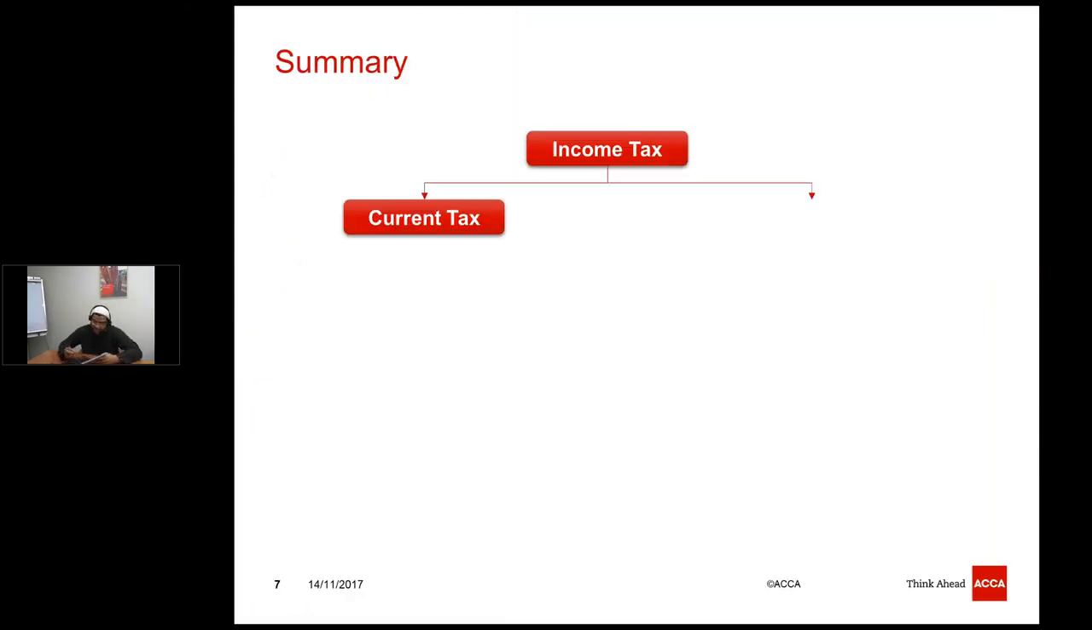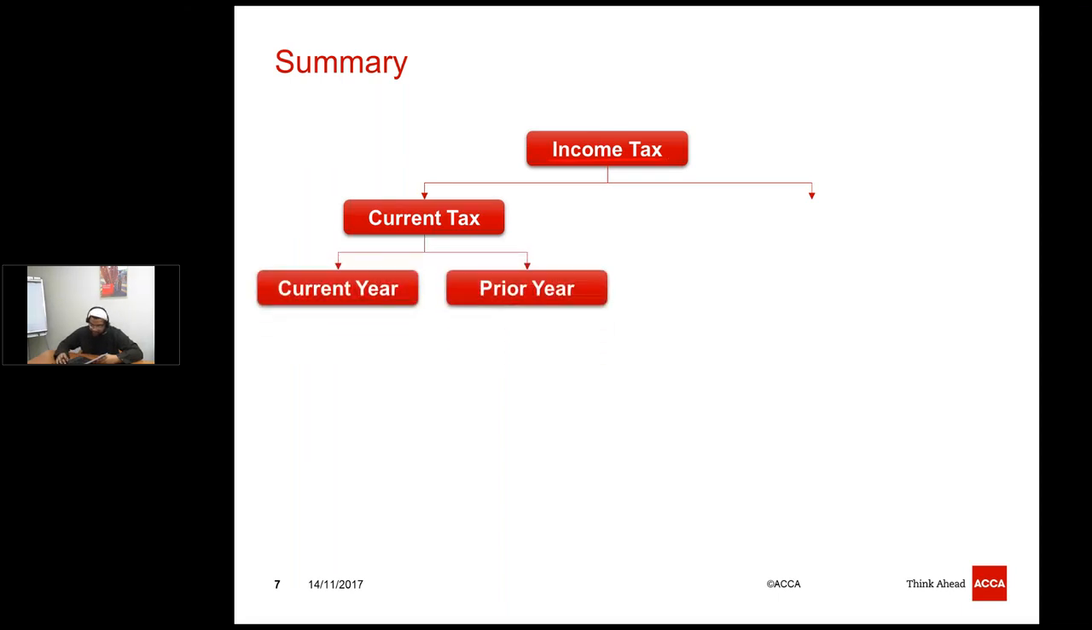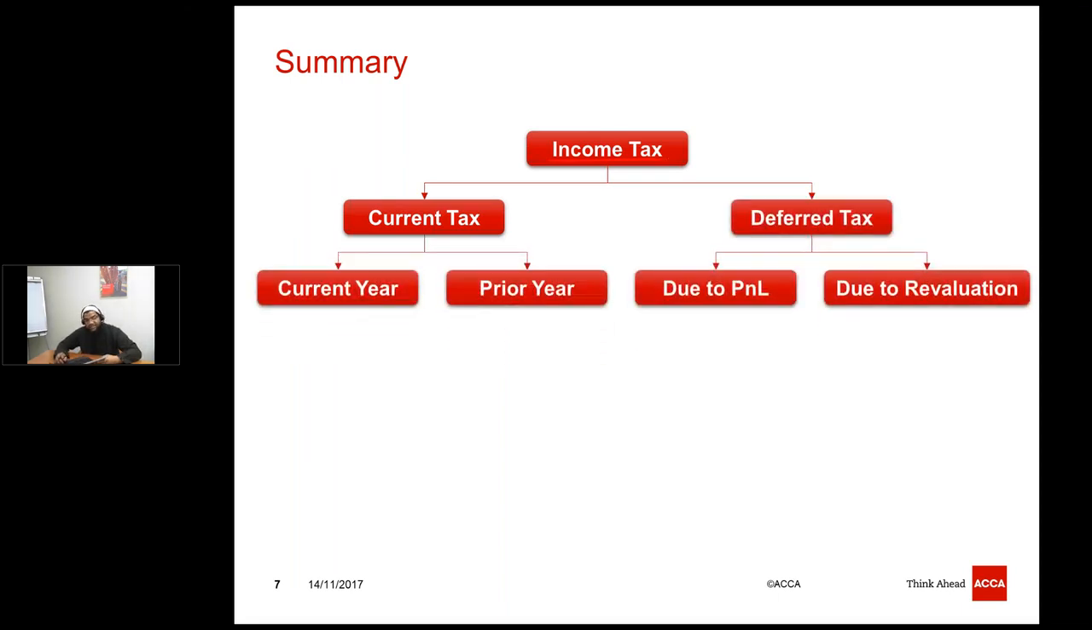Okay, now let's discuss IAS 12. IAS 12 discusses income tax, and there are total 2 areas of income tax, current tax and deferred tax. So you should be aware of 2 types of income tax. In the current tax, there are 2 types of current tax, the current tax current year and the current tax prior year. We are going to discuss these in detail.